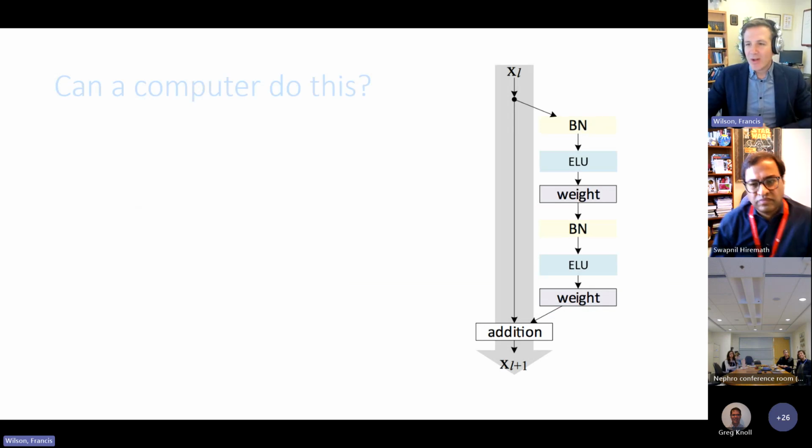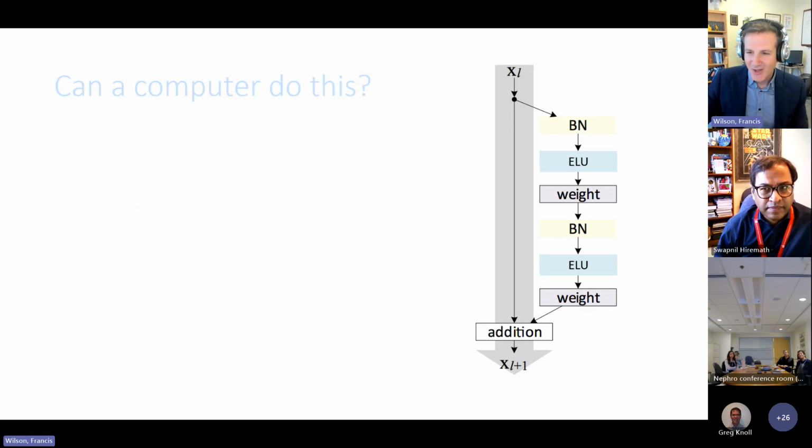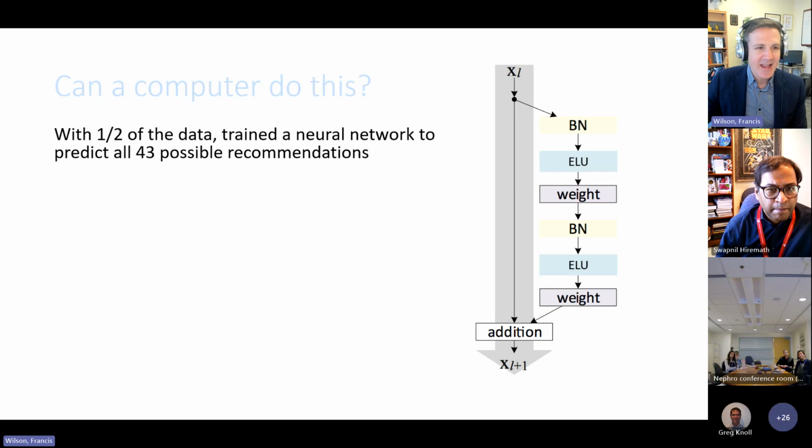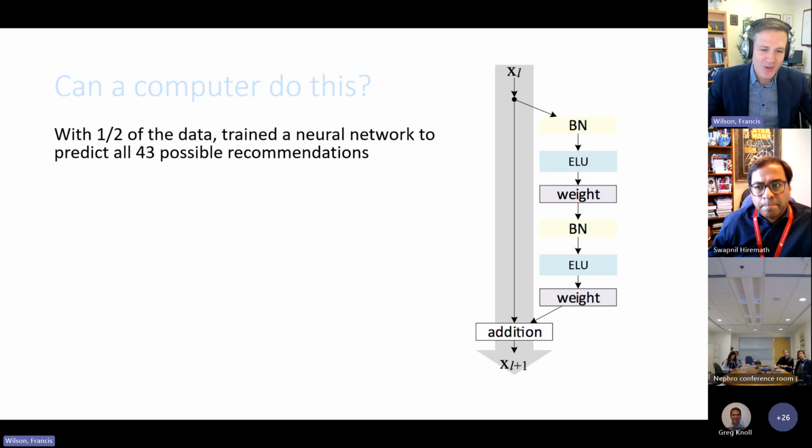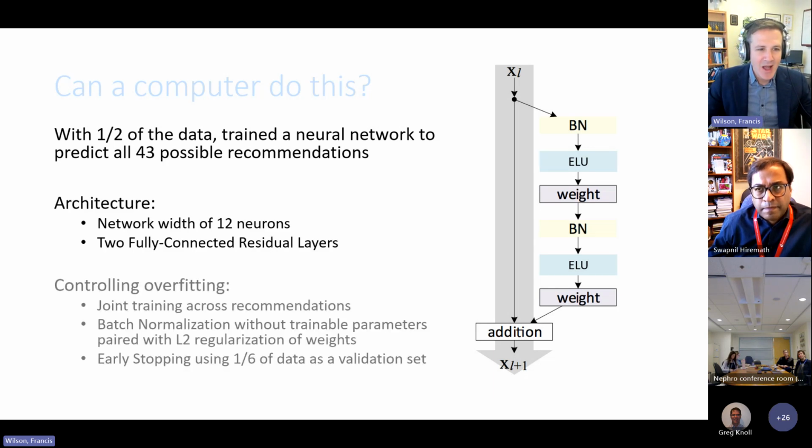Almost done. We want to know if a computer can do this. That's, can we not have humans reviewing the charts? This is some work from William Zhang in our lab, and Aditya Biswas, who trained a neural network to simultaneously make all 43 possible recommendations. So instead of 43 individual models, it's one omnibus model making 43 recommendations.